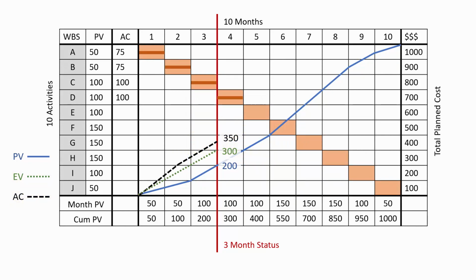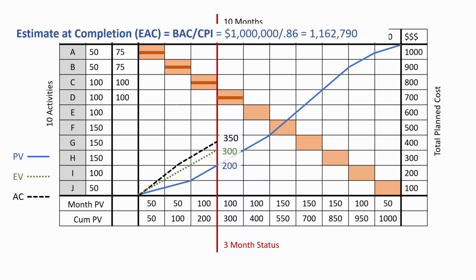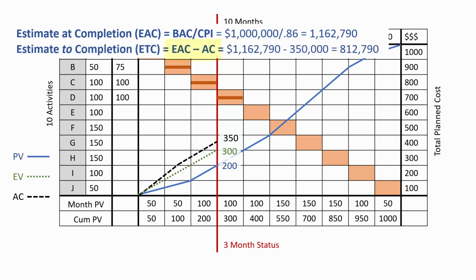Now, we'll use the CPI to make more forecasts. We've already calculated the estimate at completion. Let's build on that. Our sponsor might want to know how much more the project will spend. For that, we calculate the estimate to complete. The formula is estimate at completion minus actual cost. At the current rate of productivity, this project needs a total of $812,790 to finish.